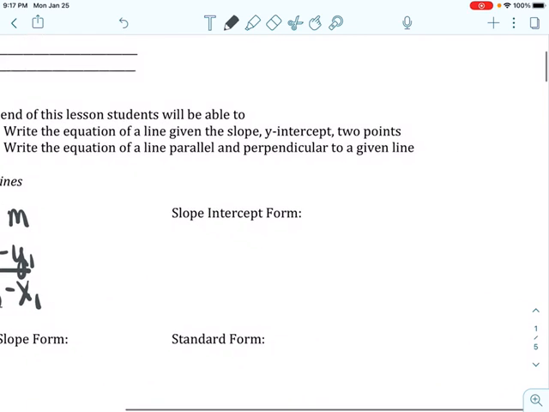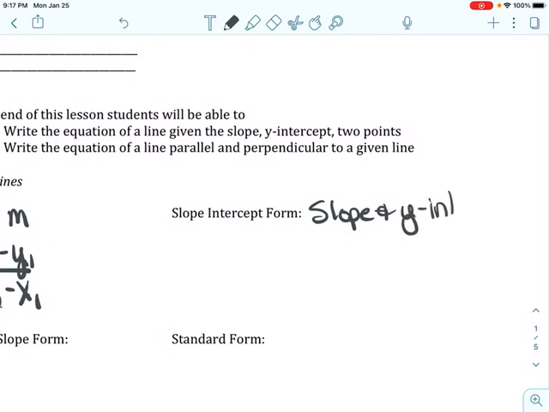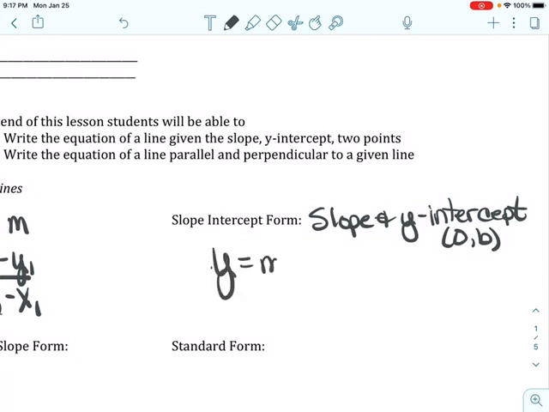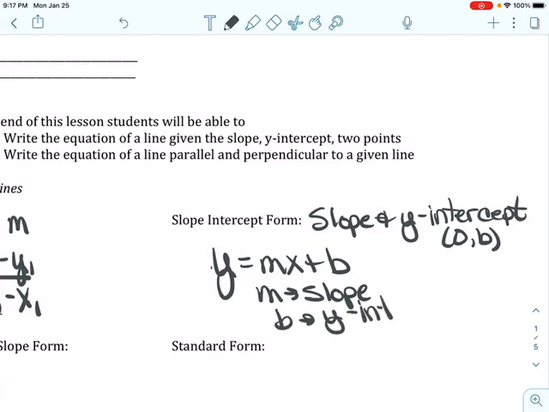Okay, slope-intercept form is when you're given the slope and the y-intercept, hence the name. The y-intercept is the place where the graph crosses the y-axis. So you might see this written as (0, b) as well. Okay, so our form is y equals mx plus b, where m is your slope and b is the y-intercept.